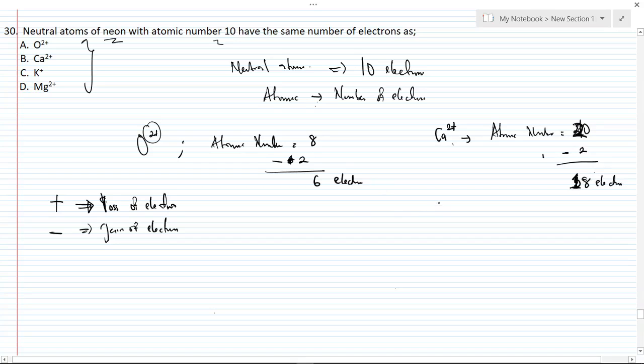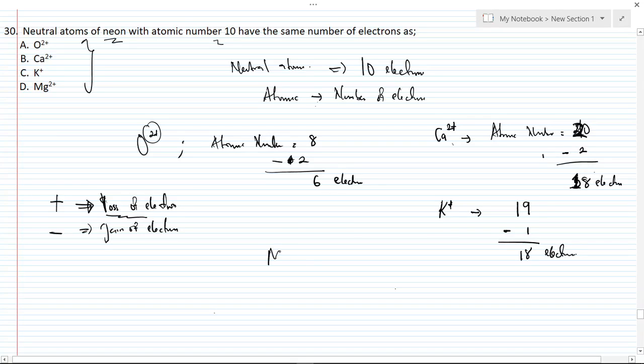We have K+. K+ is the 19th element, so it has atomic number of 19. It's also an ion, and it has a charge of +1. Remember, plus signifies loss of electron, and minus signifies gain of electron. It's pretty much the opposite. So a charge of +1 means it has lost an electron. So its total number of electrons is 18.